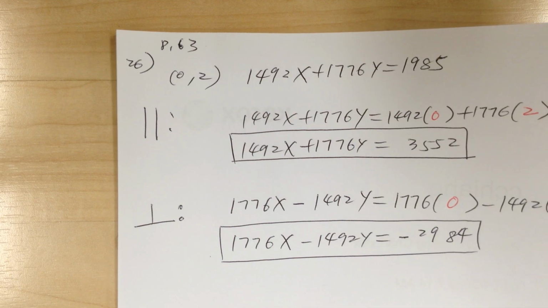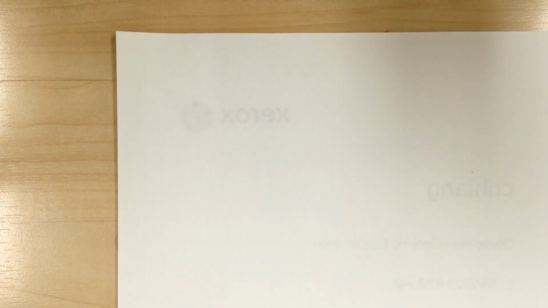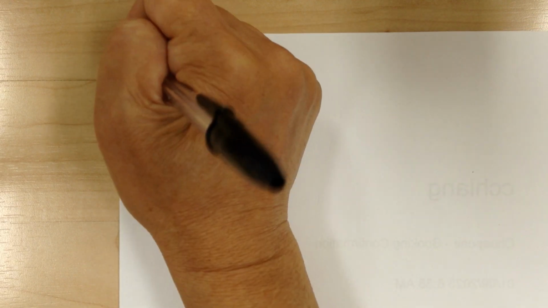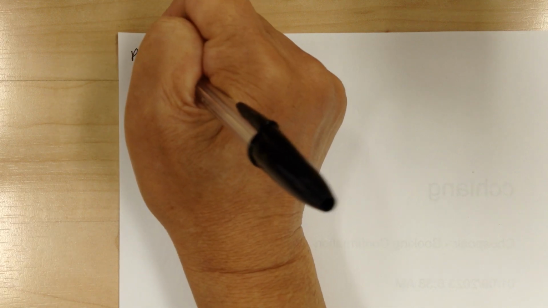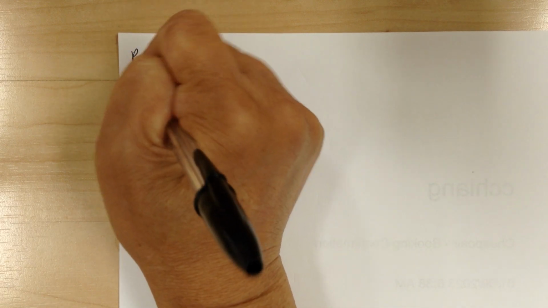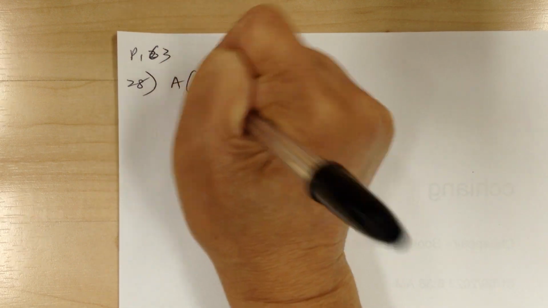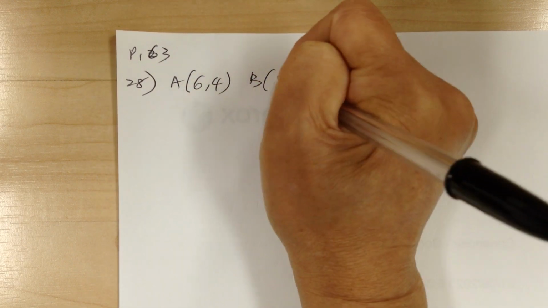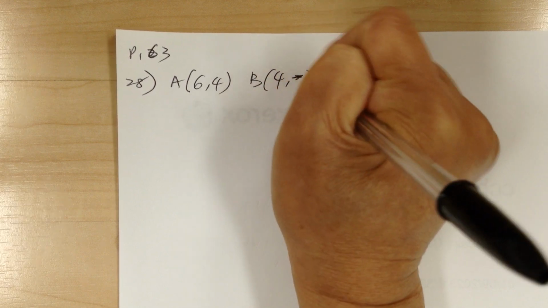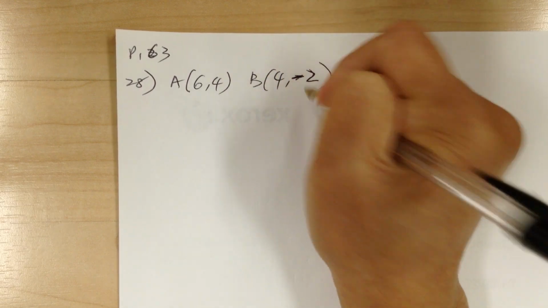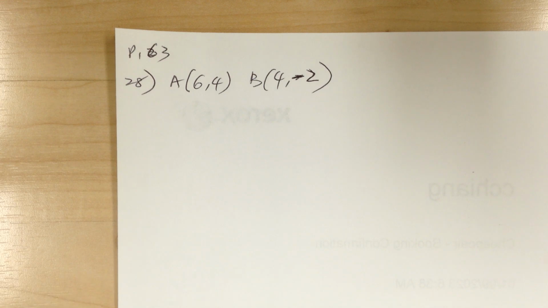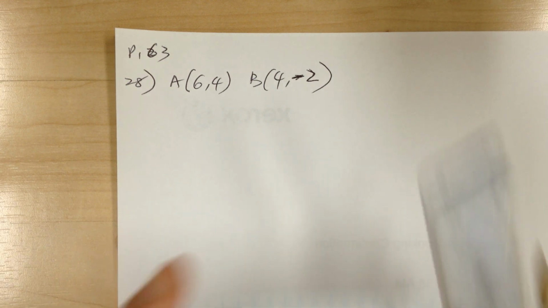Okay, let's go to 28. So you have 2 points. You get A at (6, 4), B at (4, negative 2). So you're looking for the perpendicular bisector of this. Now the best way to do this kind of problem is to sketch it out. It helps you to visualize.